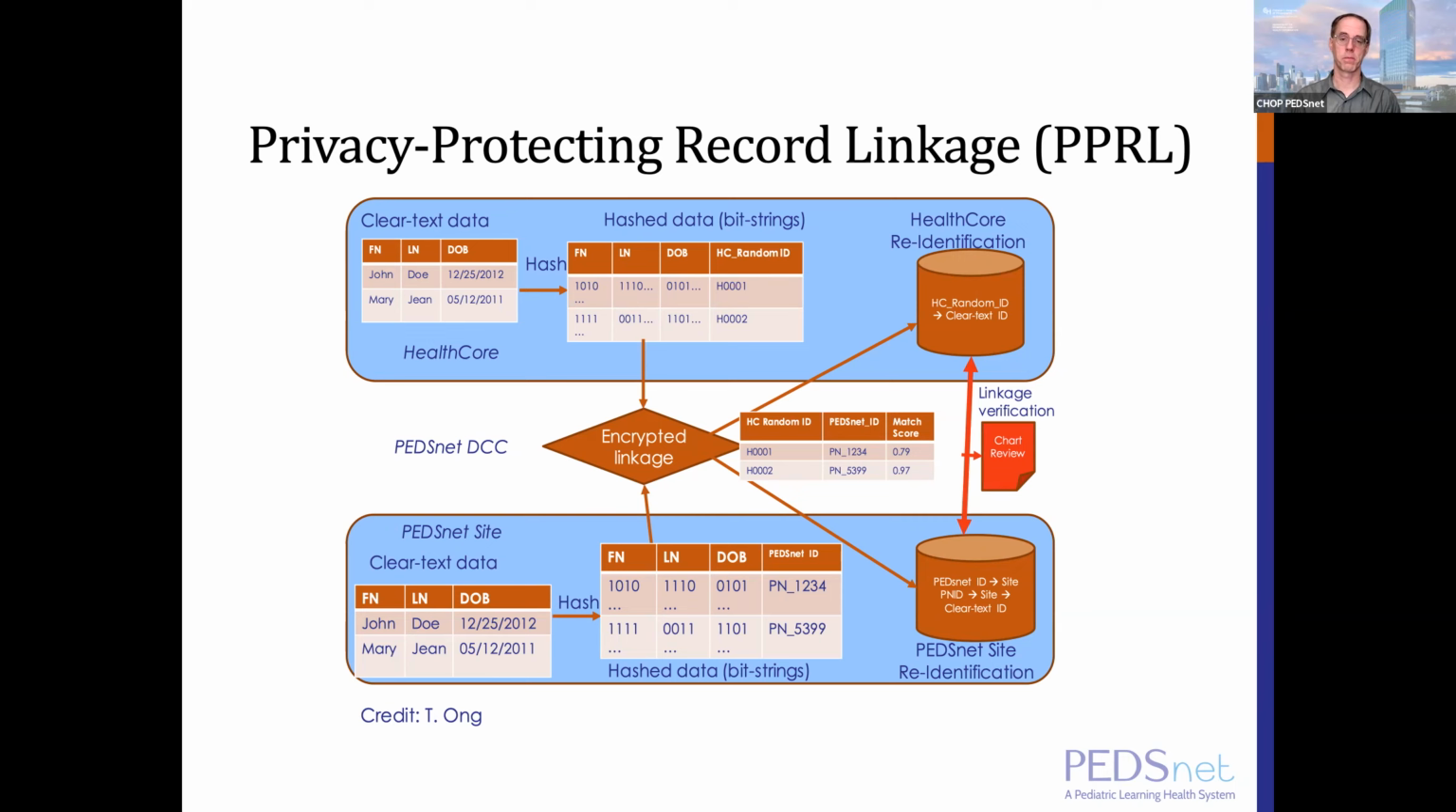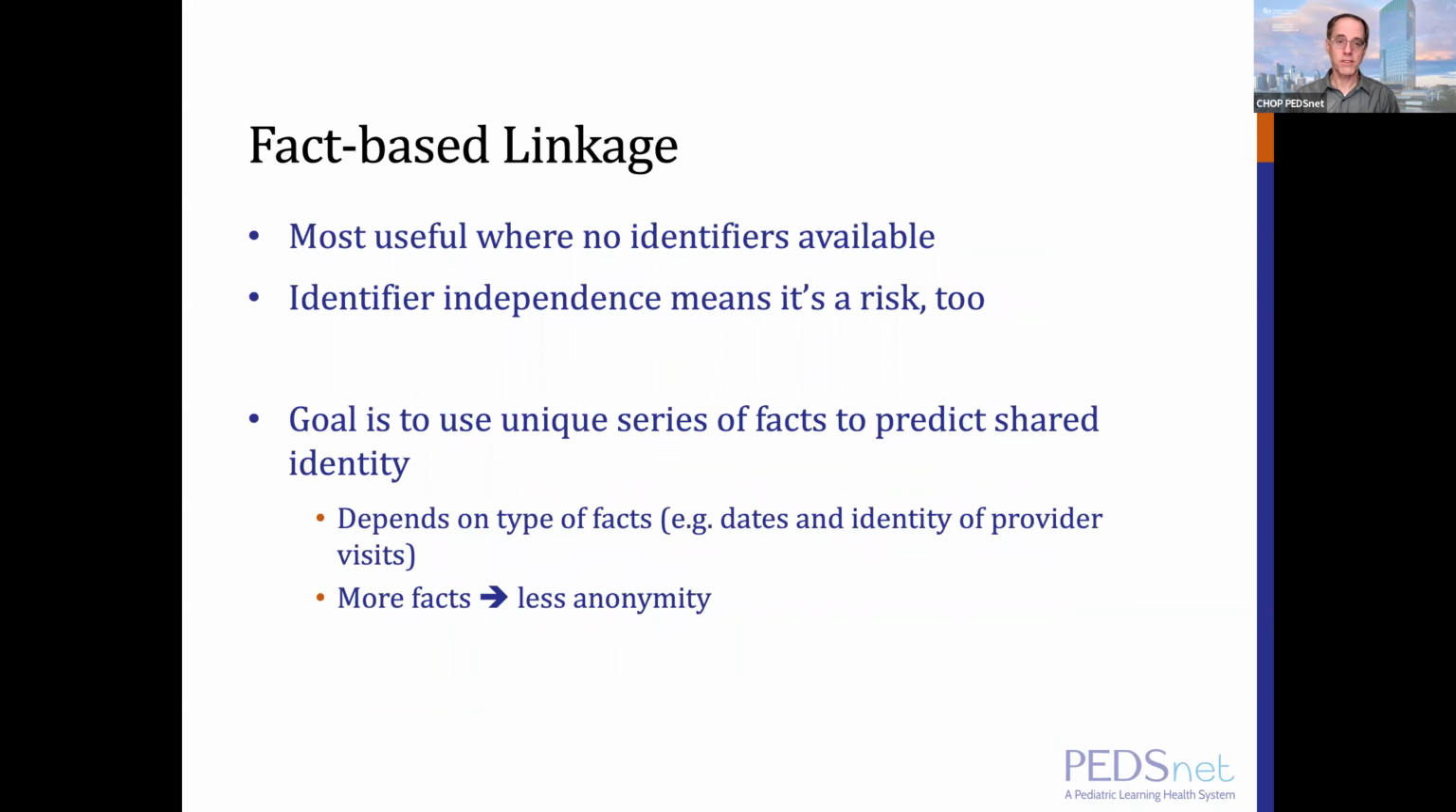The other approach we've actually already talked about, in that I have spent some time pointing out the risks in the identification of so-called fact-based linkage, so that the recognition that there may be a unique pattern of facts in the data set to an individual that could be replicated in another data set, such as visit dates and specialists, or such as a series of lab values. This is most useful where there are no identifiers available, and even PPRL is not an option. The goal here is to use that unique series of facts to predict shared identity across the data sets.